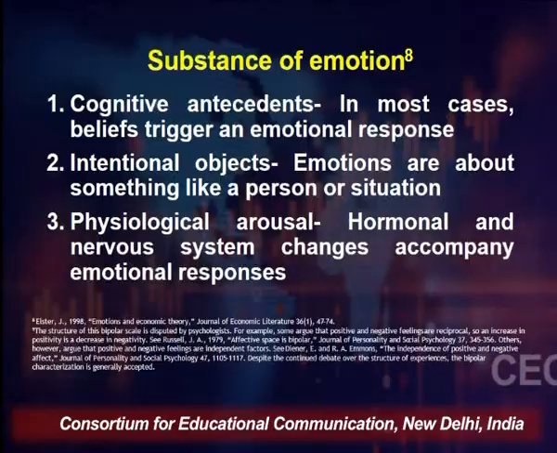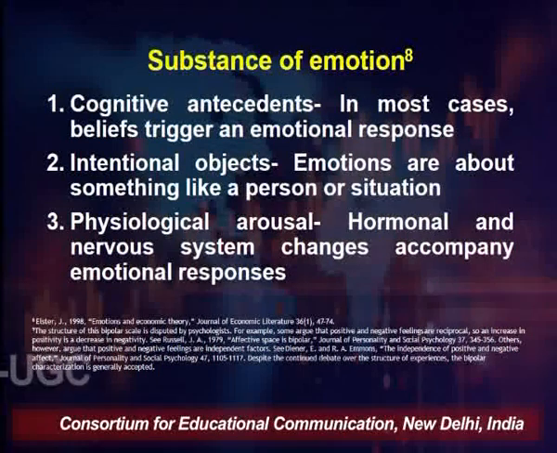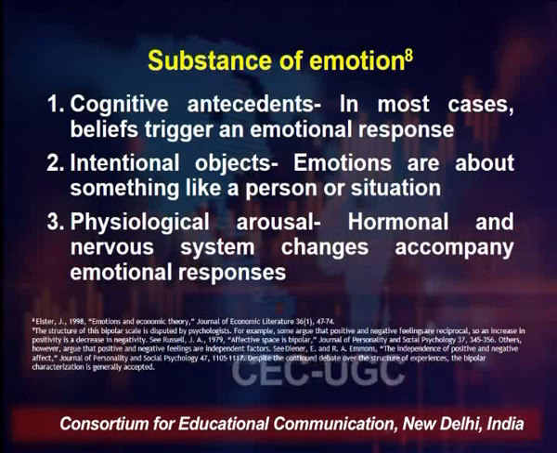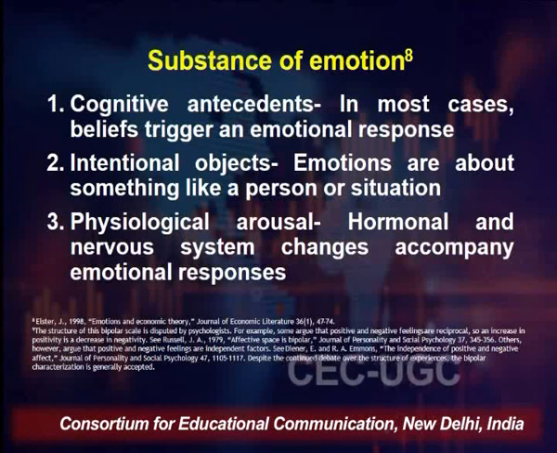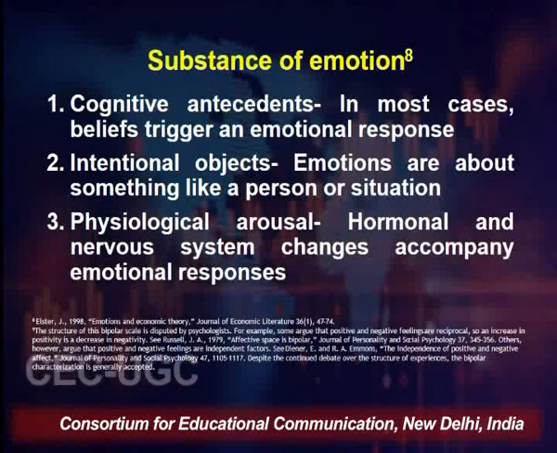Second, intentional objects. Emotions are about something, like a person or a situation. Let's take the previous example, where the driver was reckless and careless about the traffic rules. He is the intentional object. Third, physiological arousal. This is about the hormonal and nervous system changes that accompany emotional responses. Imagine when the driver was about to hit you, didn't your blood pressure rise and your heart rate rise?